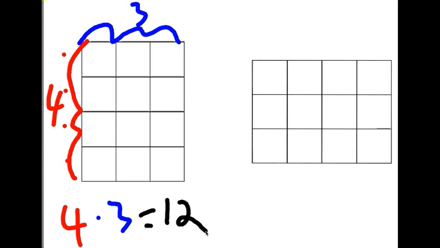So we have 12 squares, and just to verify for this first example, 1, 2, 3, 4, 5, 6, 7, 8, 9, 10, 11, 12.